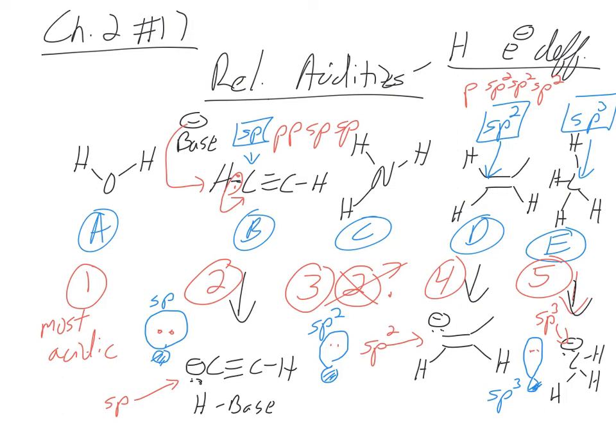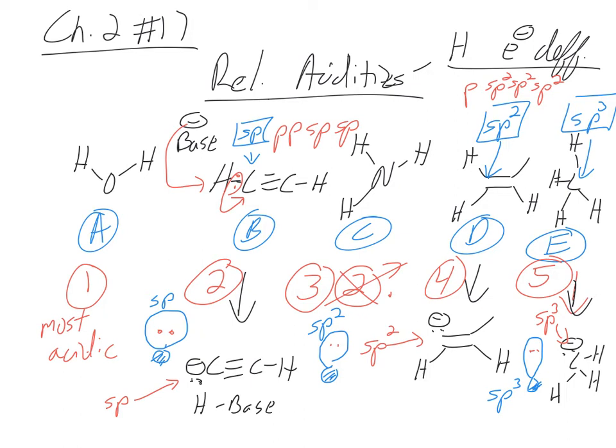So the tough part about this problem is you're trying to compare two factors and you don't know which one's more important, right? What are the two factors we're comparing? We're comparing electronegativity, right? Carbon and nitrogen and oxygen. But we're also comparing hybridization. And you wouldn't necessarily know which one's more important, right? You'd have to run the experiment. You'd have to have the pKa values.